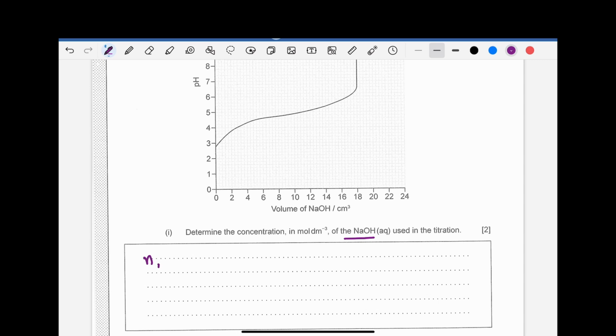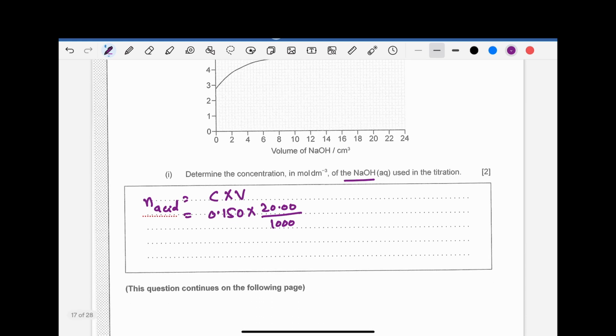First, n of acid will be equal to concentration times volume. The concentration of acid is 0.150 and the volume is 20.00, and if I divide that by 1000 to convert into dm³ and solve this, I get the moles of acid, which will be 0.00300 mole.